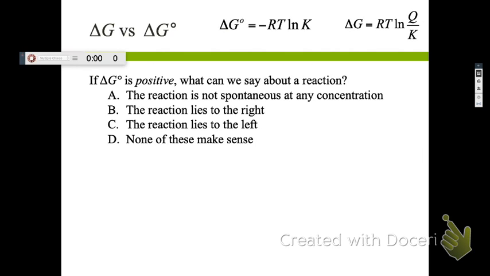So let's think about what that means then. If we have a delta G naught at standard conditions that is positive, what can we say about the reaction? Which one of these makes sense? This is from the worksheet from last class. This is written on there. Let's do another 10 seconds.